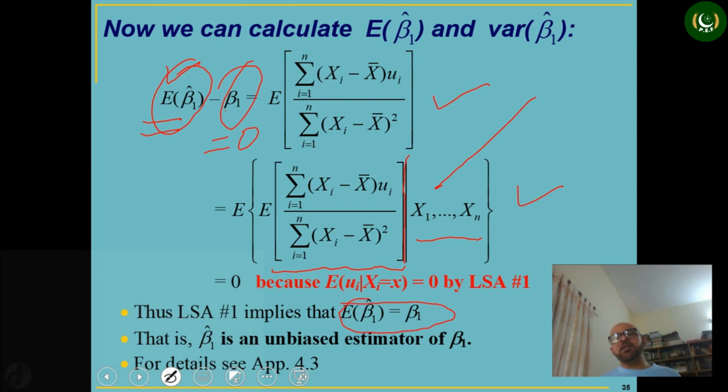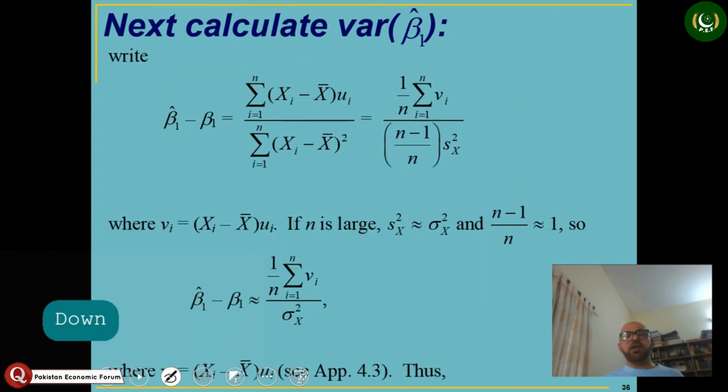But what is unbiasedness? If you take a large number of samples, every time you will have a beta 1 hat, and when you take its average, the average will be almost equal to beta 1. So practically this unbiasedness is not of much utility for us. Okay, fine.